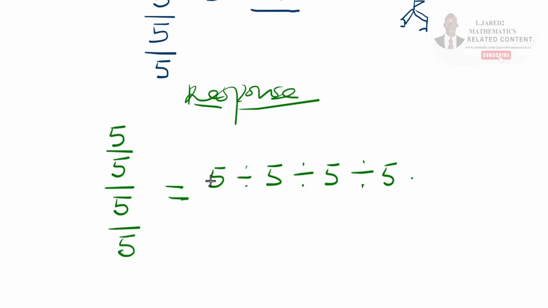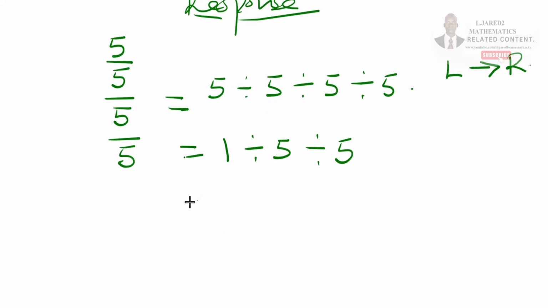Then from here we are going to divide these digits, beginning from the left hand side towards the right hand side. This is what we are saying. The next step is equal to 5 divided by 5, we are getting 1, divided by 5, then divided by 5, the signs we have just written. As we proceed, we are having our 1.